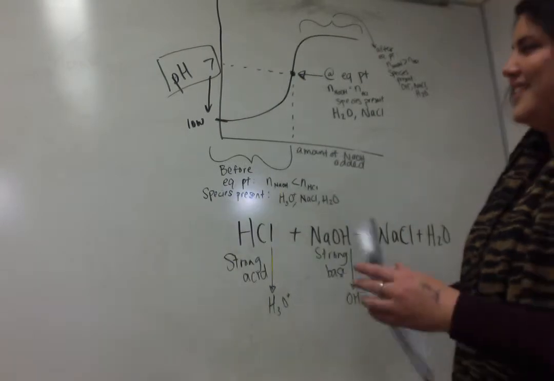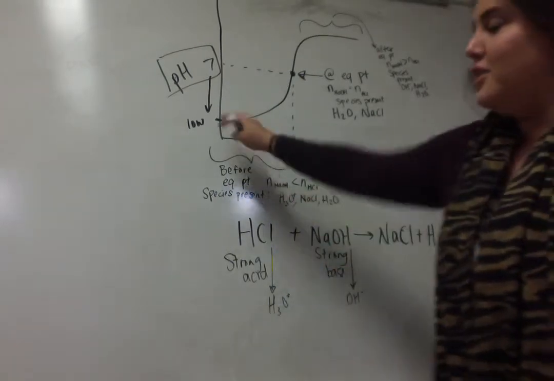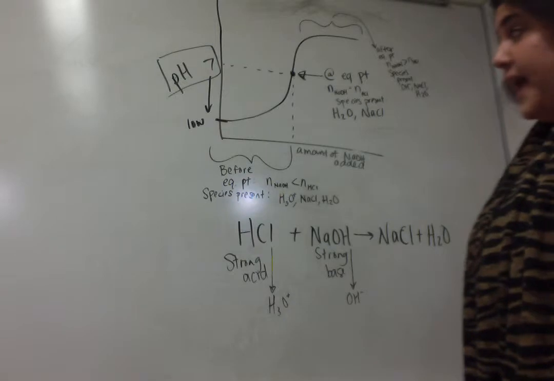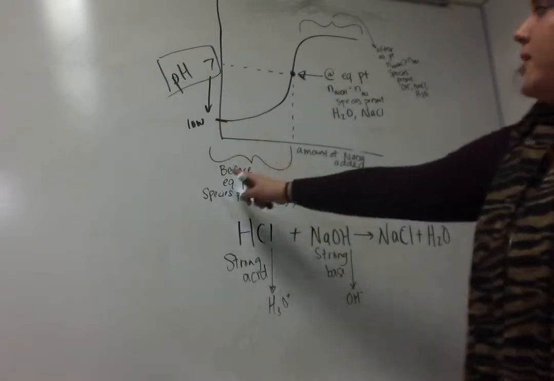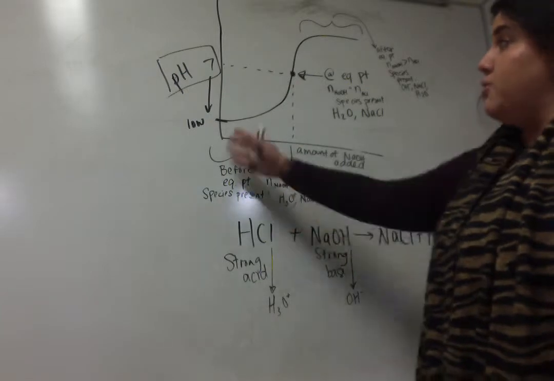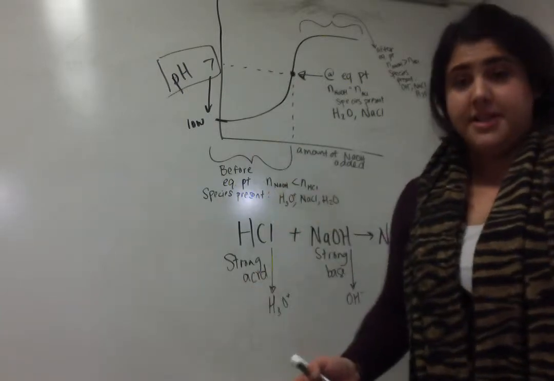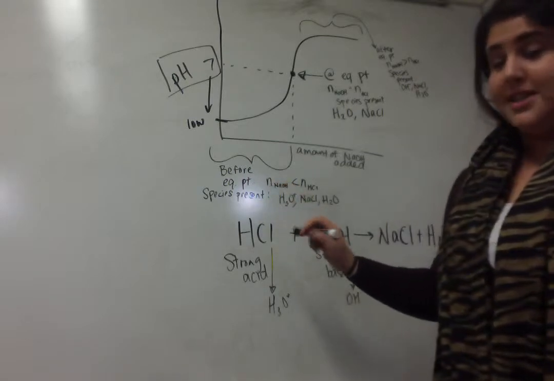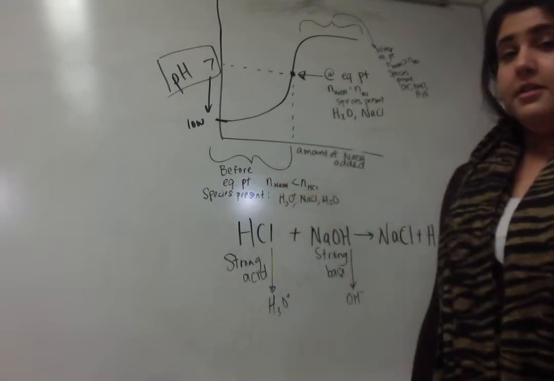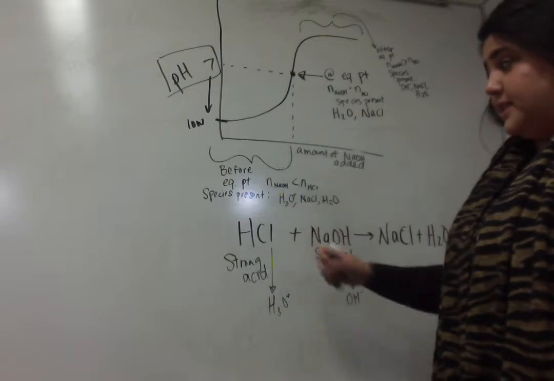Sorry. All right, so I start at a low pH because my solution should just be acid when I start my titration. Now, before I get to the equivalence point, I should have a relatively low pH, or at least lower than 7, because before my equivalence point, the number of moles of sodium hydroxide added is still less than the total number of moles of hydrochloric acid that I started with.